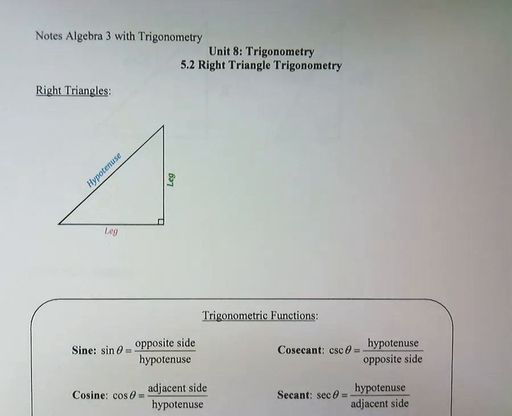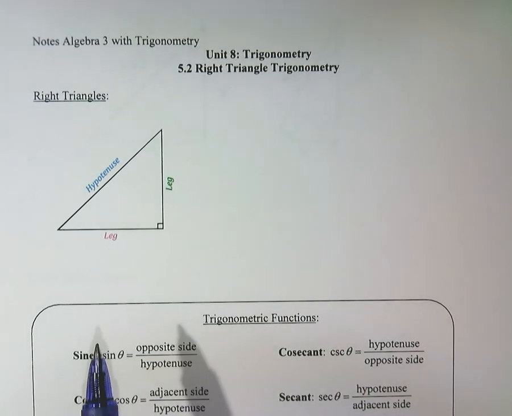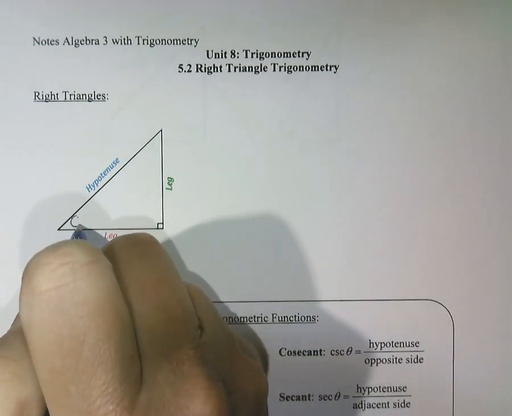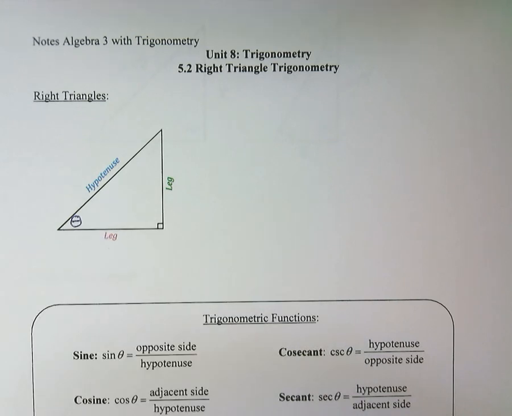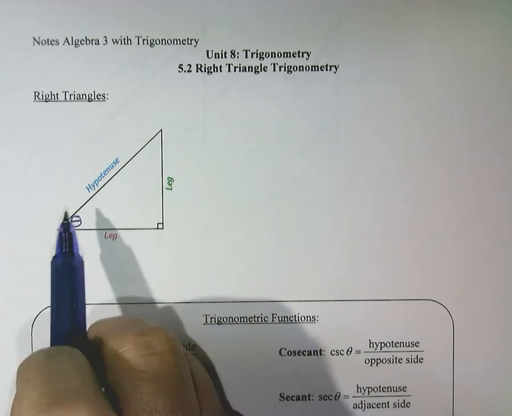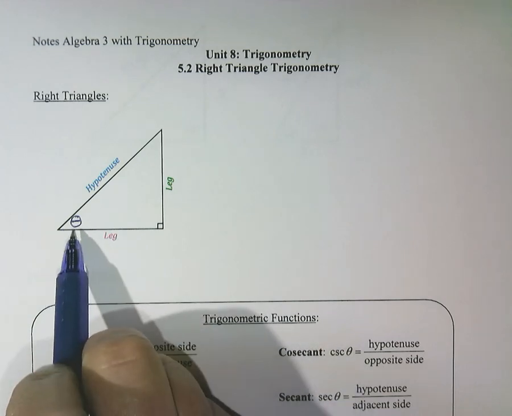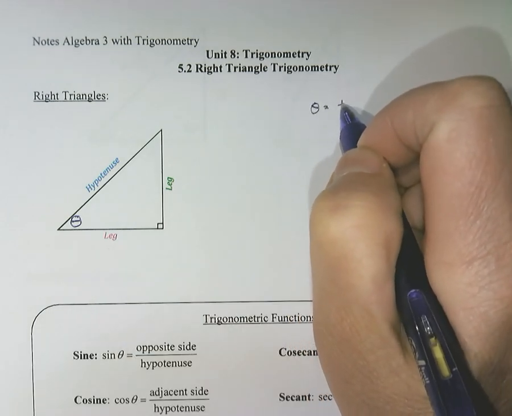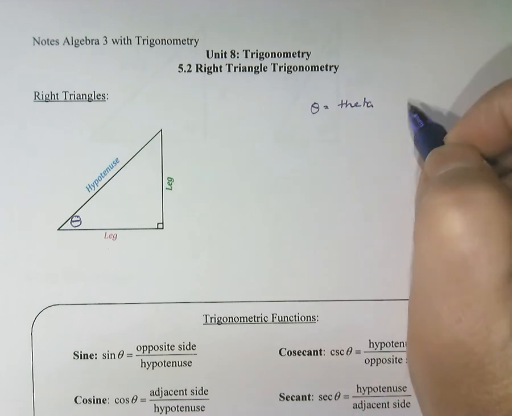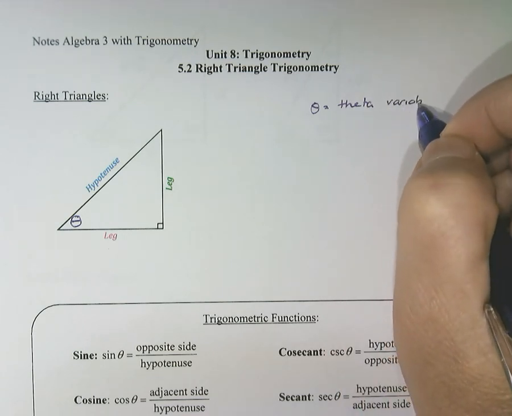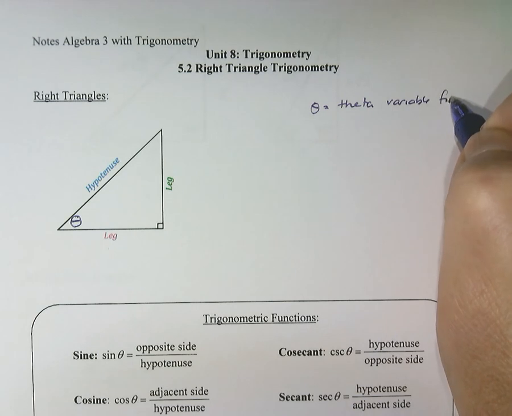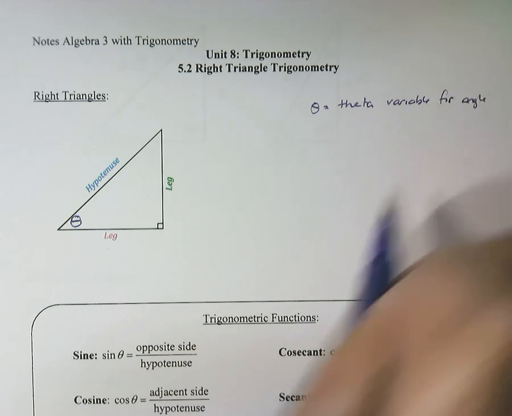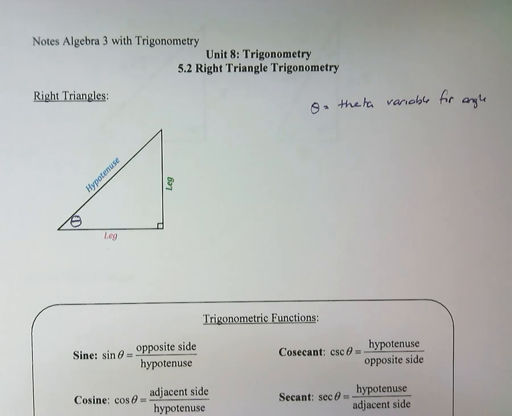So if we were to identify an angle, and in trigonometry, most times we use Greek letters, I'm going to call this the angle right here between this hypotenuse and this leg, and I'm going to use the Greek letter theta. Theta is a variable that usually means angle. It looks like a circle with a line through the middle. And there are other variables that you can use.